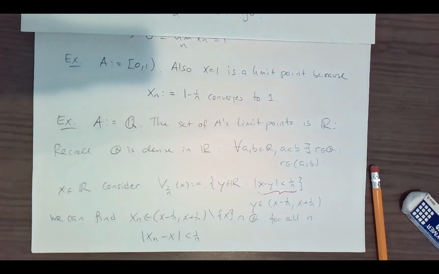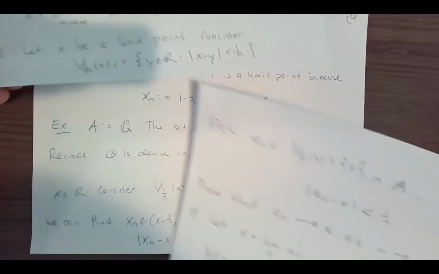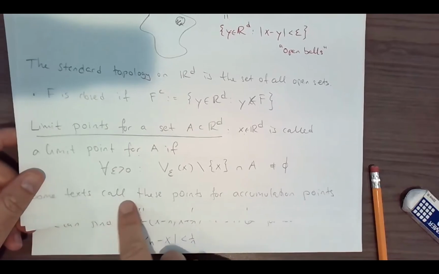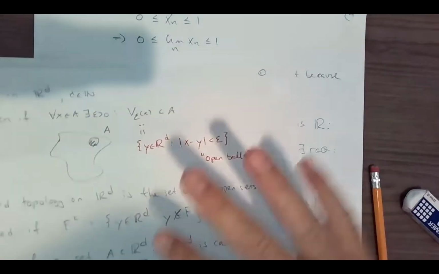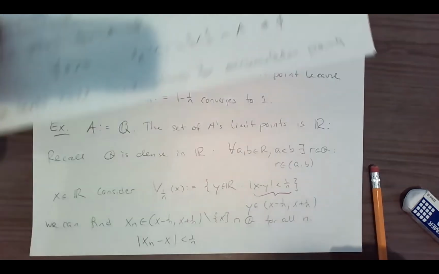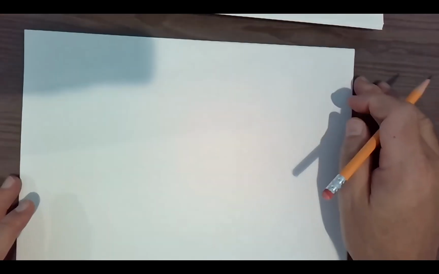Again, I don't particularly care for this phrase, limit points. Some texts call these accumulation points. I wish the textbook and all the other texts using this language had called it something other than limit points, because, as we talked about last time, the constant sequence does not have a limit point, and I find the language unfortunate. Hopefully these examples here make it clear. Any other questions before we move on?